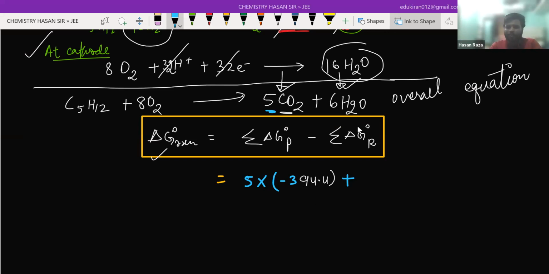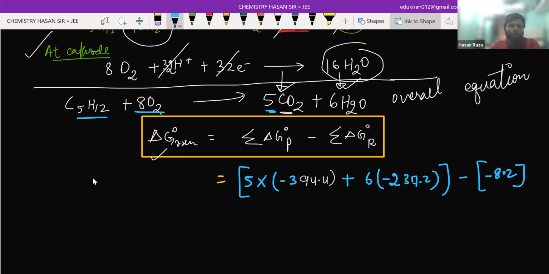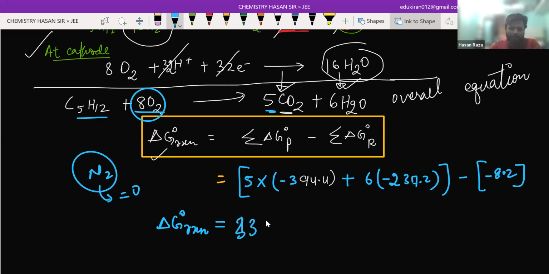Now you can see there is 6 moles of H2O, and the value of delta G naught for H2O is given as, what was the value? Let me check it. -237.2. This was the value. This is for product minus reactant. For reactant, you have two reactants. C5H12, the value of delta G naught of pentane is also given, and there is only 1 mole. Now O2, Cl2, N2 have value equal to 0, so we don't need to write about O2. And you just need to calculate this delta G naught of reaction. After calculating, you will get 3387000 joules. Are you getting my point, all of you?